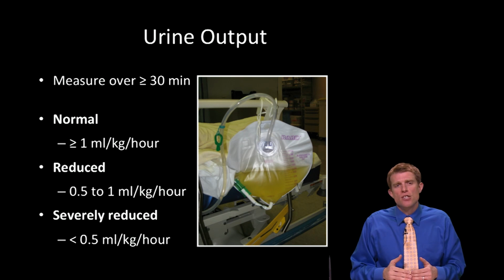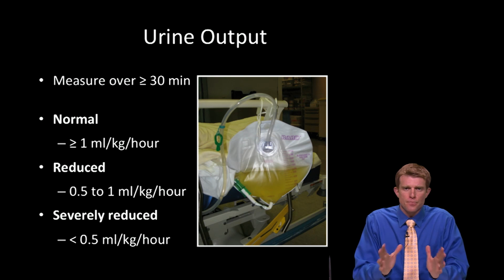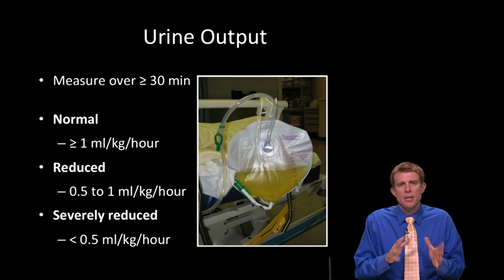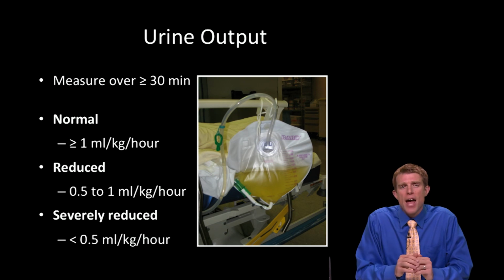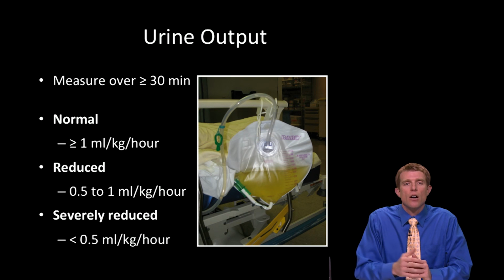Now, if the patient is in that 0.5 to 1 ml per kilo per hour, that may be normal in a patient who's been in the hospital for a while and is not in shock. But in a patient who's in shock that we're actively resuscitating, we would still consider that a reduced amount of urine output. And severely reduced would be anybody less than 0.5 mLs per kilo per hour. In those patients, they obviously need ongoing aggressive resuscitation.